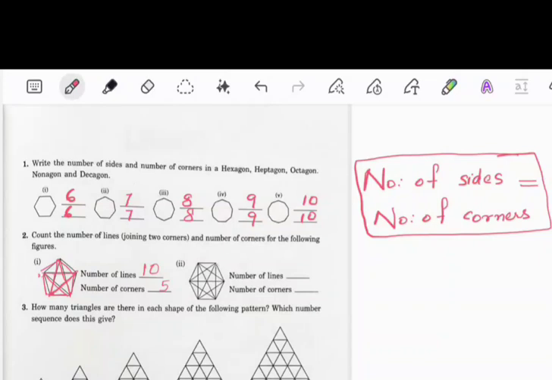First we can find out the corners, it is easy. 1, 2, 3, 4, 5, 6. So the corners, 6. Number of lines: 1, 2, 3, up to 16. So the number of lines, 16. Clear? So the one thing you must remember, count carefully without counting the same line twice. Okay?